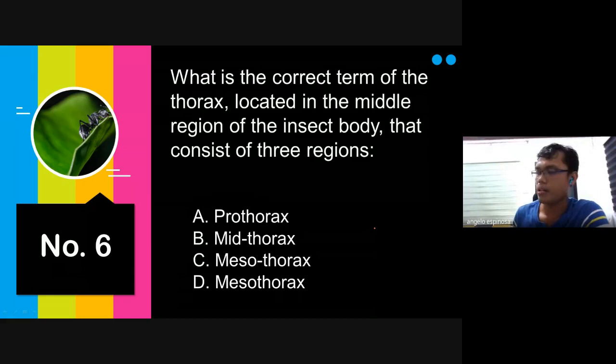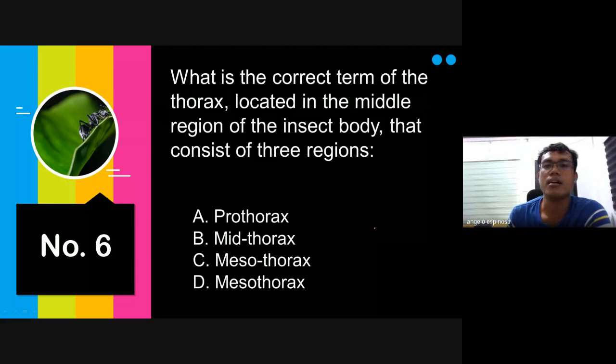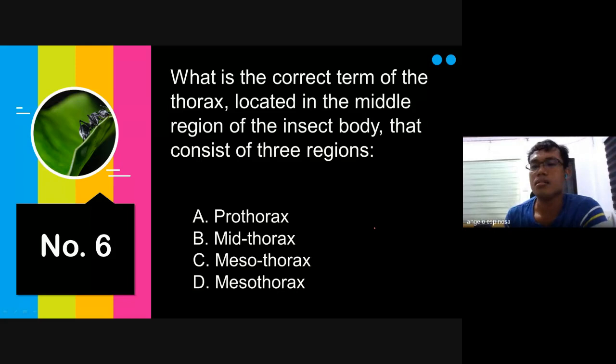Okay, so the correct answer is, what is the correct term of the thorax located in the middle? Ano dun tawag sa middle region of the insect's body that consists of 3 regions? A, prothorax, B, midthorax, C, mesothorax, D, mesothorax. The correct answer is letter D. It is mesothorax. So let's see what is this body regions divided into.